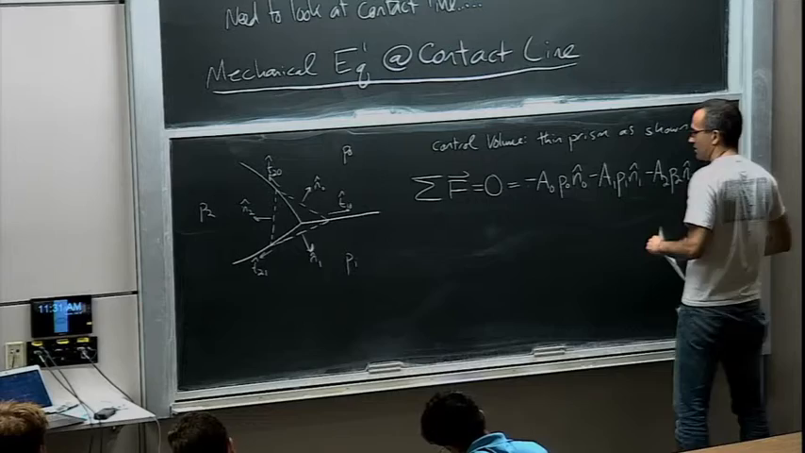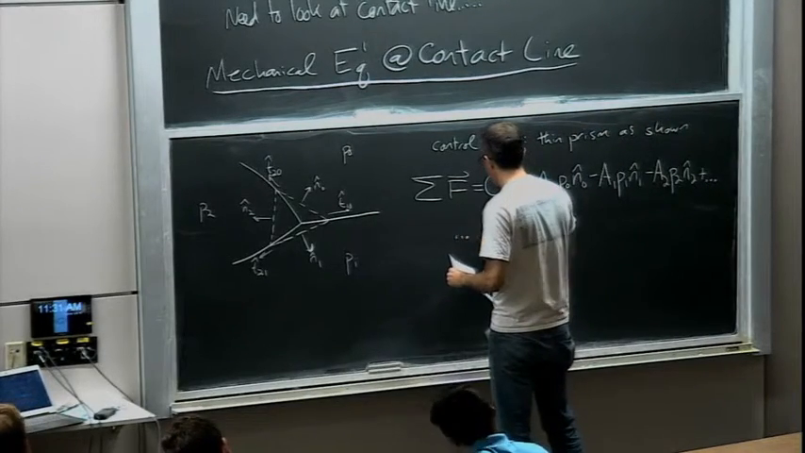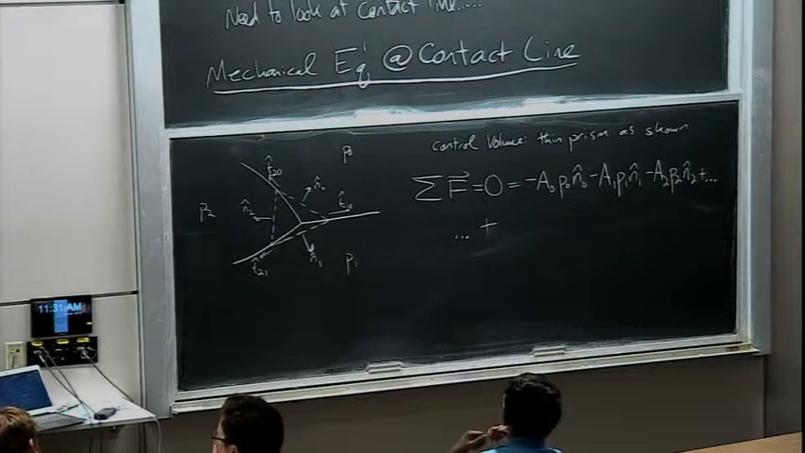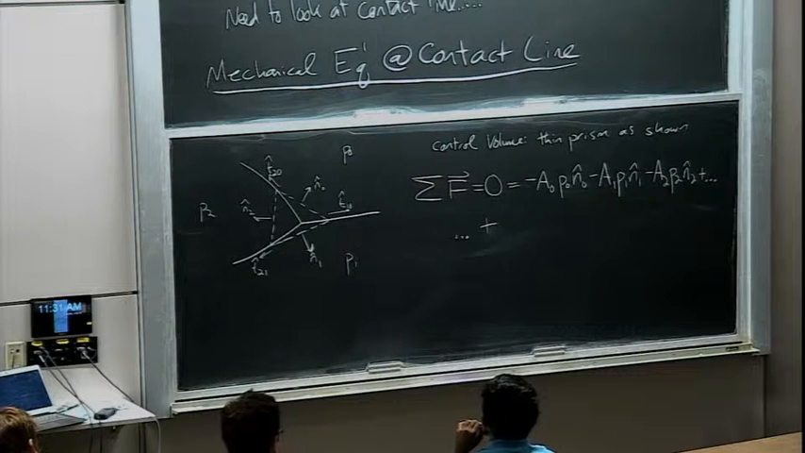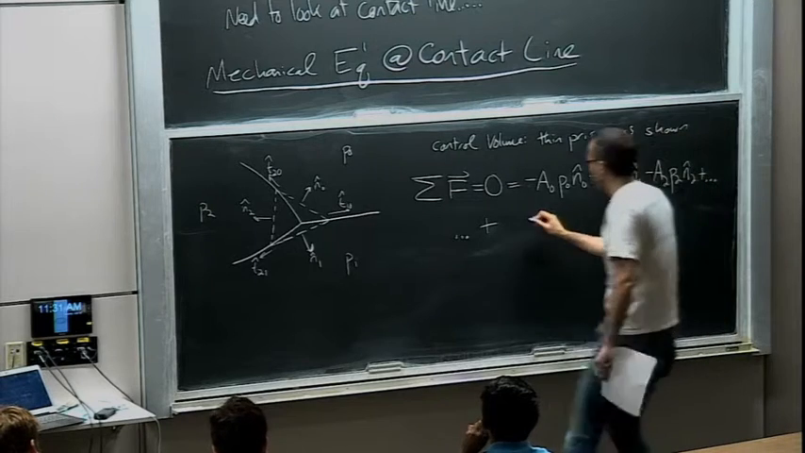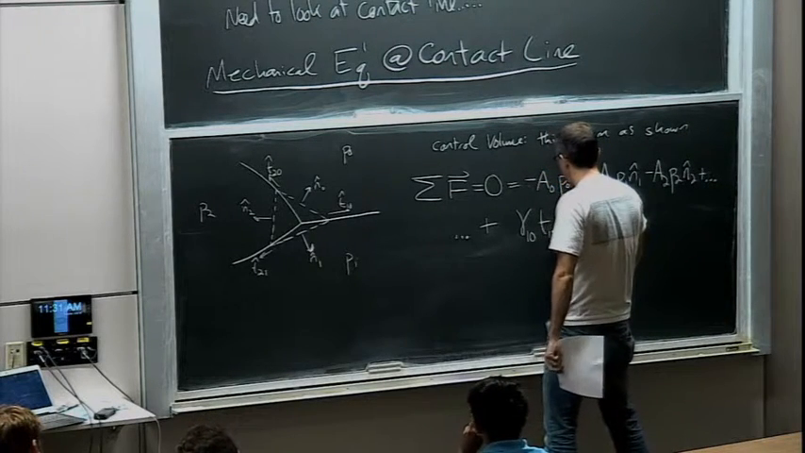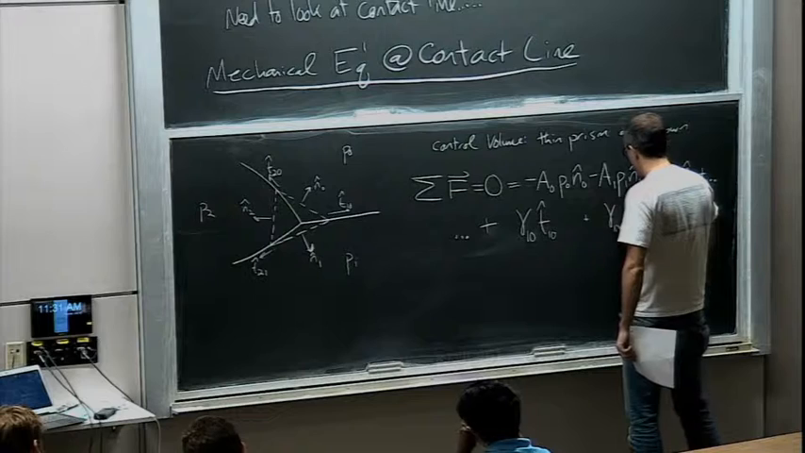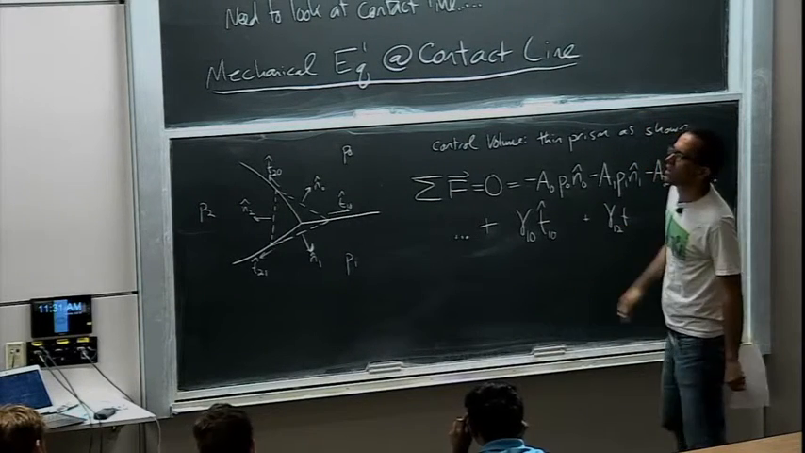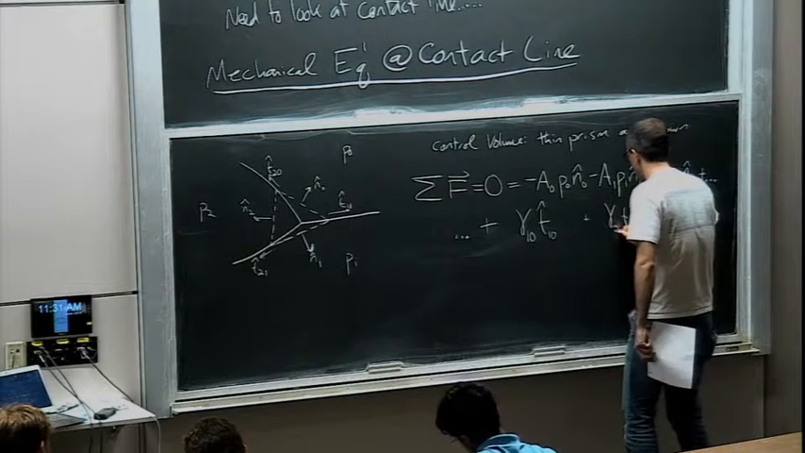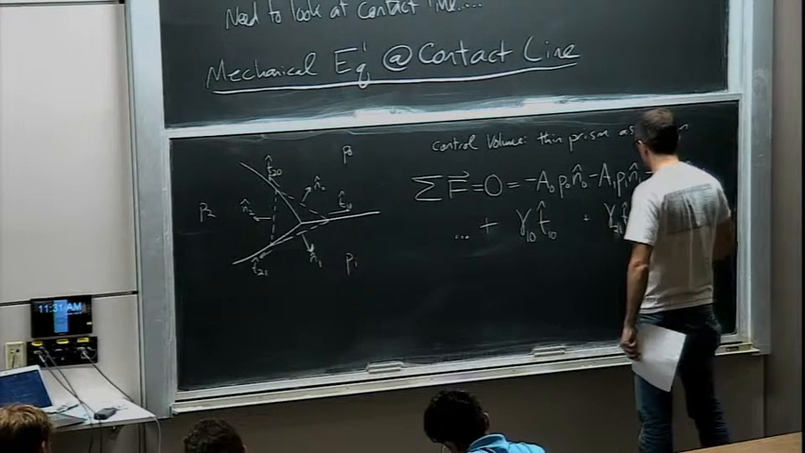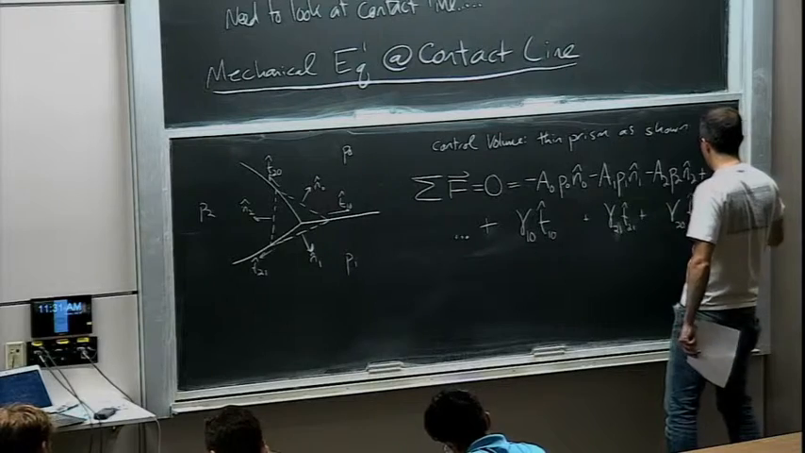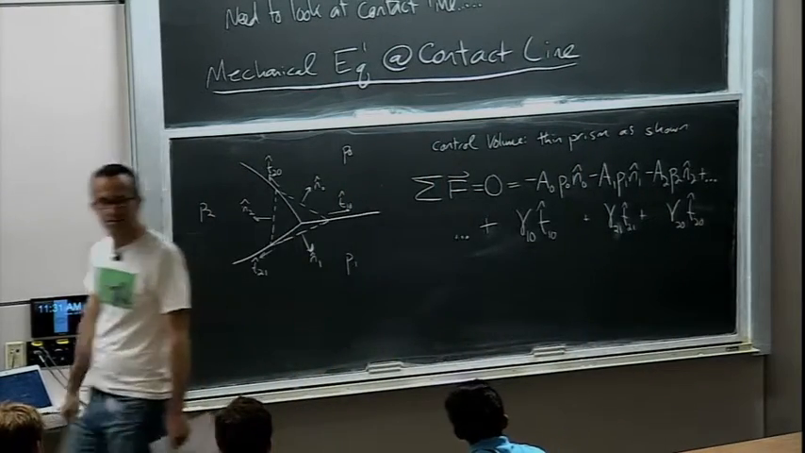And now we extend to the next line, plus the surface tension term. So what do the surface tension terms look like? Someone shout out. Yeah, so I'm going to have gamma 10 T10 hat plus gamma 21 T21 hat, I just want to be consistent, they mean the same thing when I write them, plus gamma 20 T20 hat.